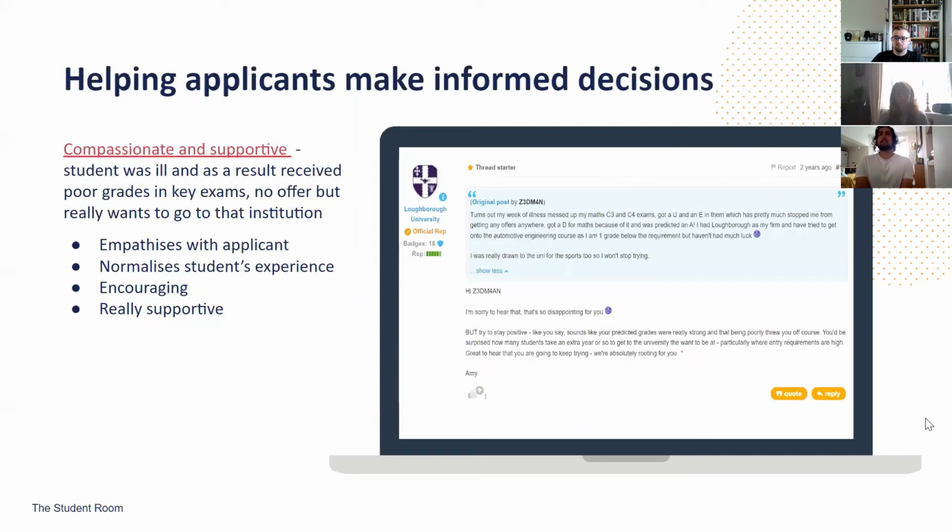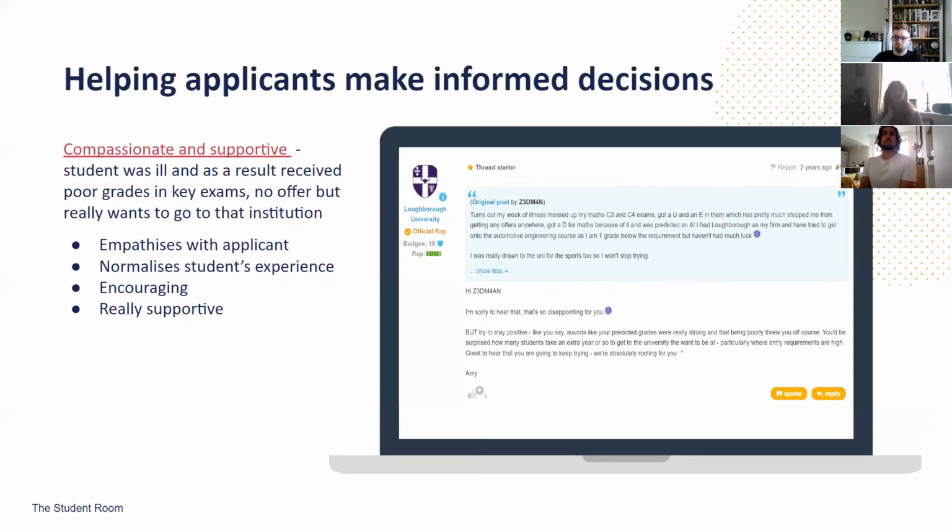Next slide, please. Here's another Loughborough University example. And one thing that I would really emphasize to you guys over the clearing period is to be as compassionate and supportive as you can. In this post, the student was ill, and as a result, they received poor grades in their key exams, and there were no offers, but they really wanted to go to that university. What they do really well in this example is that they empathize with this applicant. They normalize the student's experience as well and offer really encouraging, supportive words.